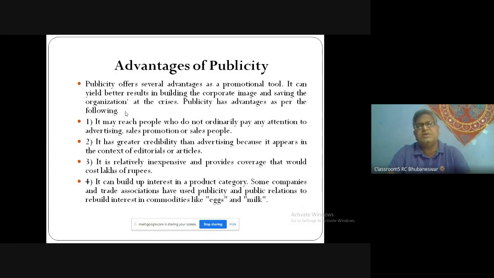What are the positive points of publicity? Both advertising and publicity have positive as well as negative points. What are the positives? It can draw attention towards advertising, sales promotion and salespeople, and it has greater credibility than advertising. It has some reliability. There is a relation between publicity and public relations, like the difference between egg and milk.